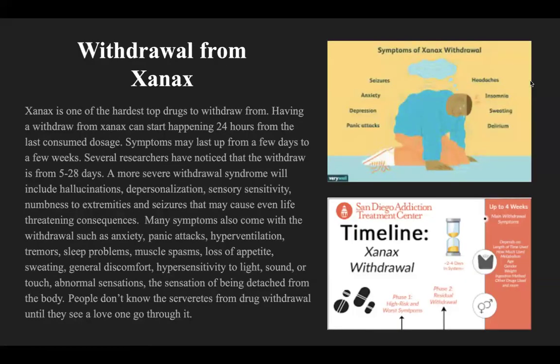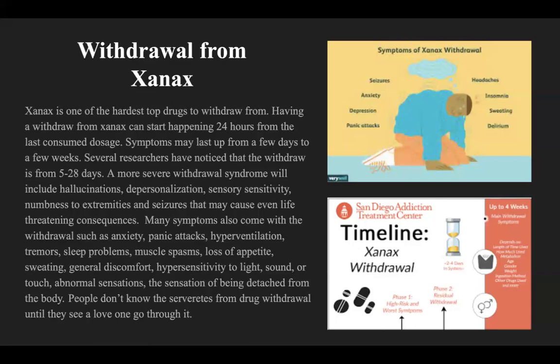Withdrawal from Xanax is one of the hardest from which to withdraw. Withdrawal from Xanax can start happening 24 hours after the last consumed dosage. Symptoms may last from a few days to a few weeks. Several researchers have noticed that the withdrawal lasts from 5 to 28 days. A more severe withdrawal syndrome will include hallucinations, depersonalization, sensory sensitivity, numbness to extremities, and seizures that may even cause life-threatening consequences.